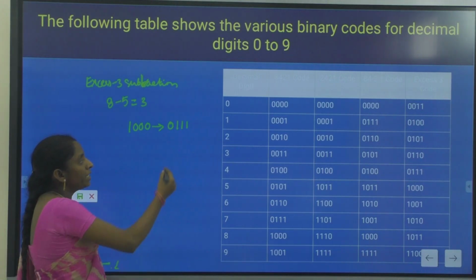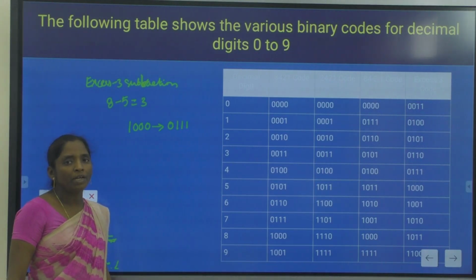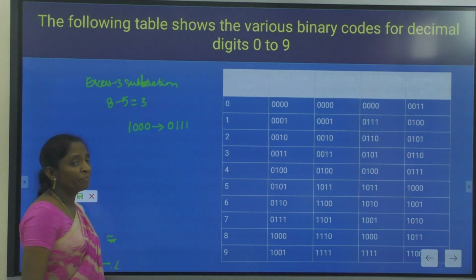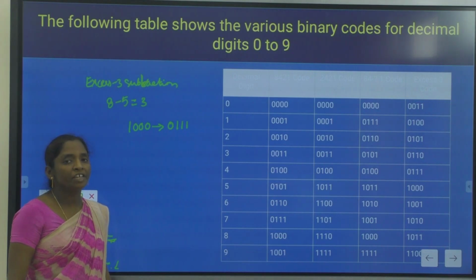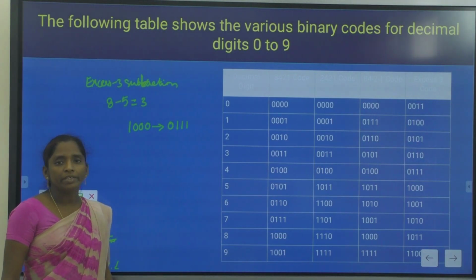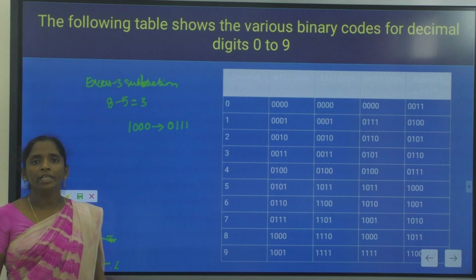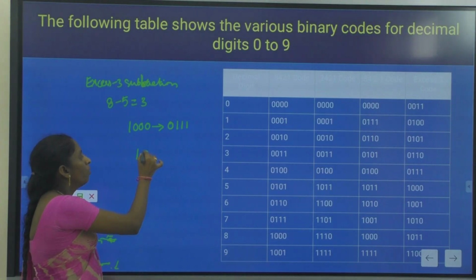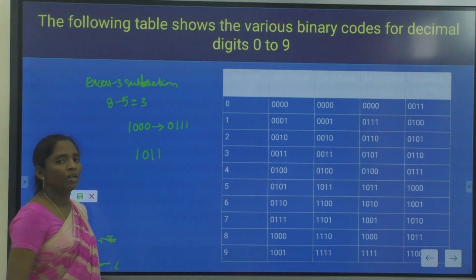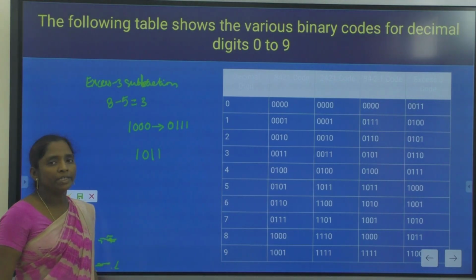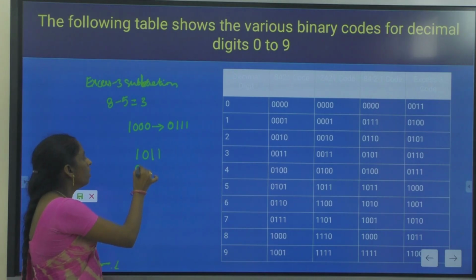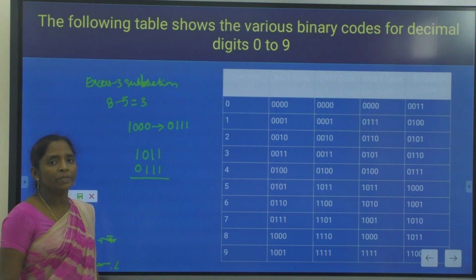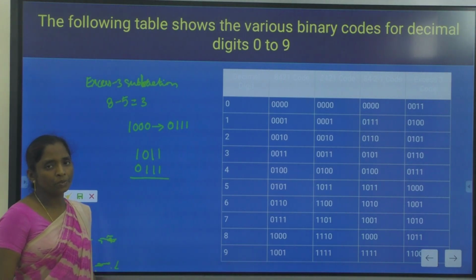So now add this complemented subtrahend to the minuend. What is the minuend here? 8. So first write the excess 3 for the 8. So what is the excess 3 for 8? 8 plus 3, that is 11. That is equivalent to 1011. And the complemented subtrahend is 0111. Now add these two numbers.